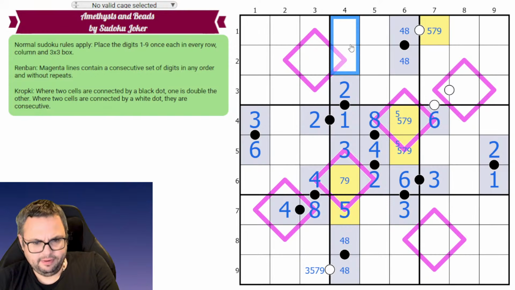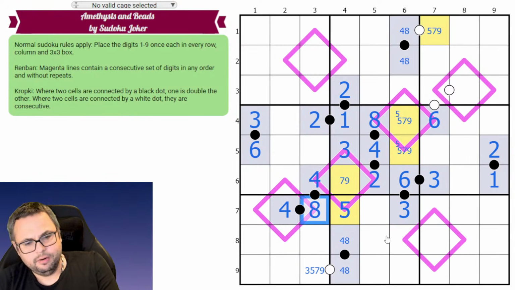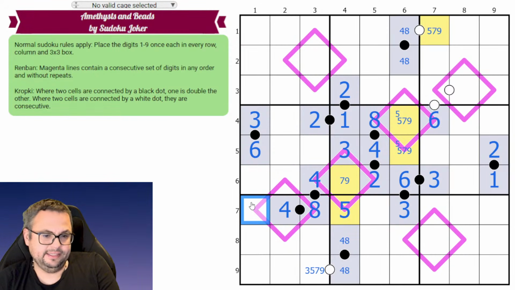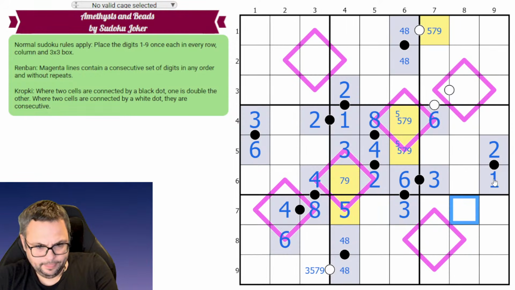So we've got a 5, 7, 9, and a 6 up here. Again, not maximally helpful. One of these two's... Oh, in fact, that one's a 6, right? This Renban with an 8 needs a 6, and the 6 conveniently looks at every cell except this one. So I will take that.